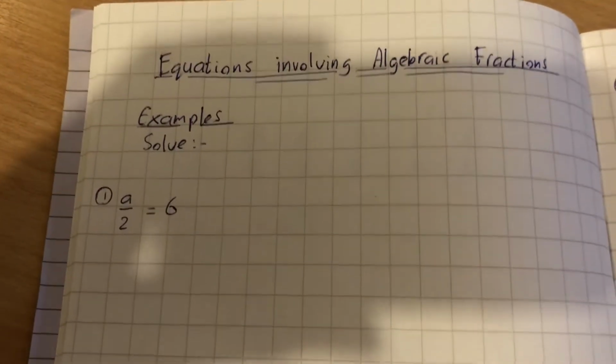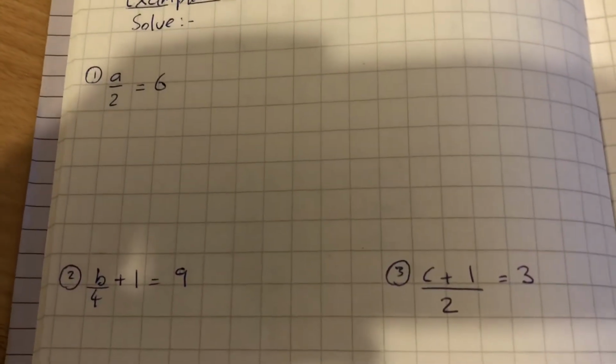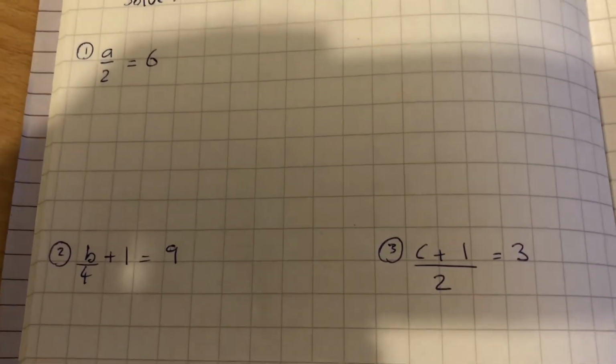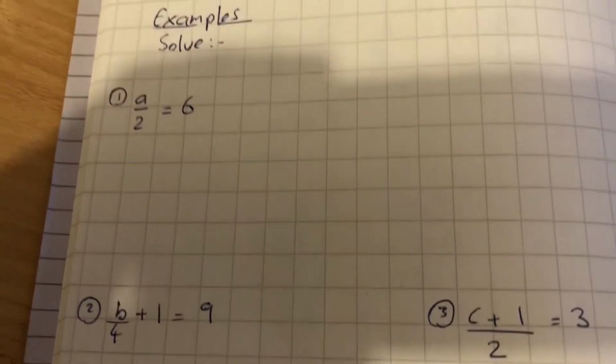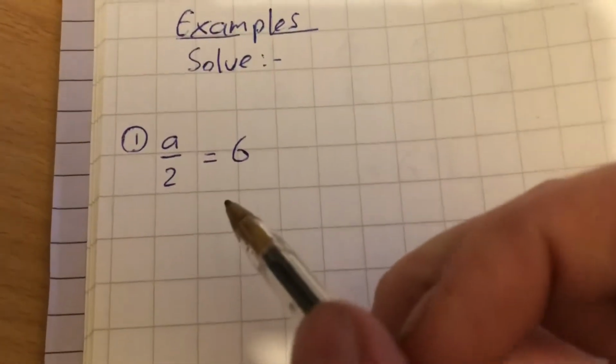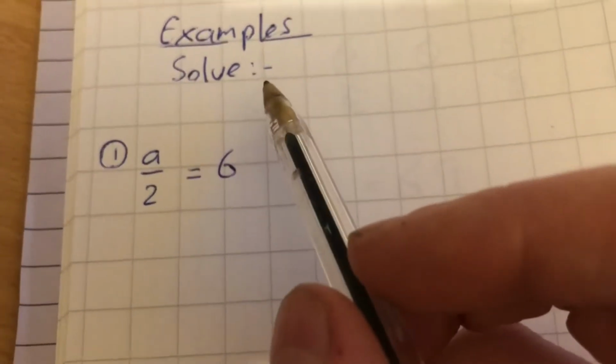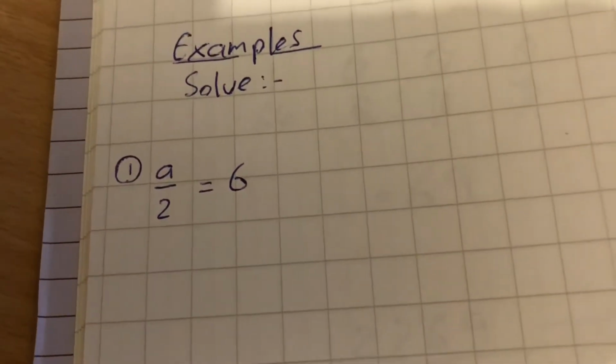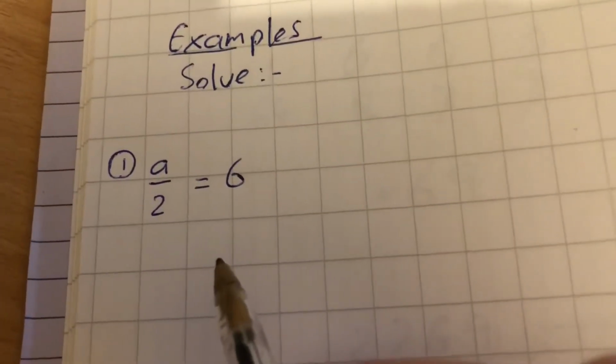Some of these types of equations you will have already encountered. Some of them are very basic two-step equations, but again they involve algebraic fractions, so we're going to include them in this lesson. Okay, so the first one, and again our most basic type of equation, and you'll notice because we're dealing with equations, when asked to solve: a over 2 equals 6.